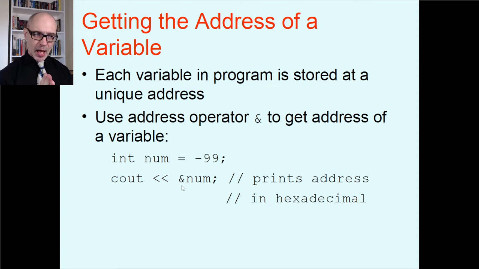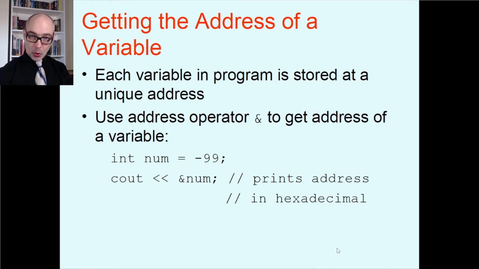I want to see the address of where num is, like we said before. So I can print out ampersand num, and you're not going to see -99. You're going to see the address in hexadecimal of where num is. And that's how you do that. Okay, again, just getting the address.